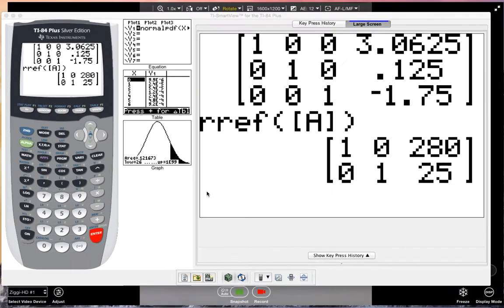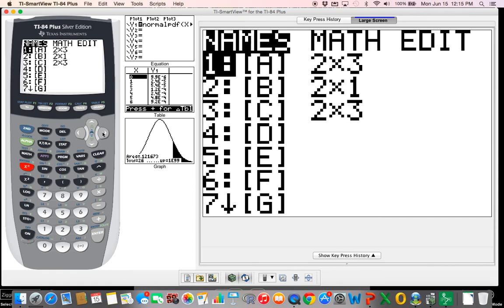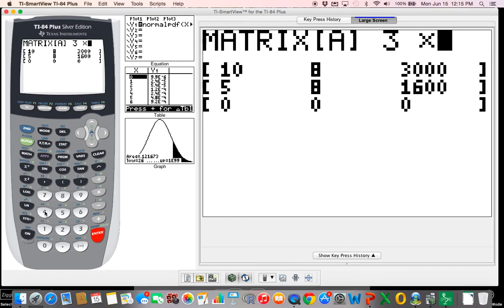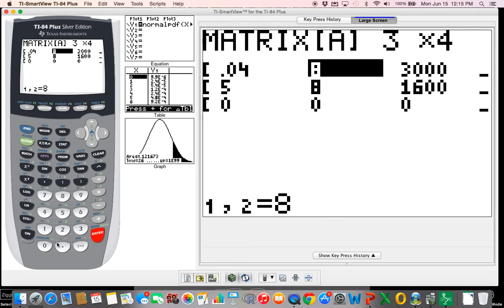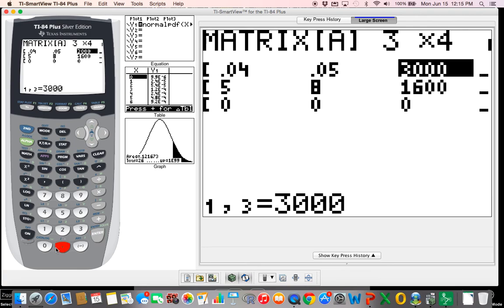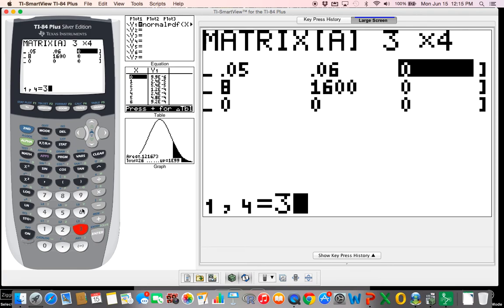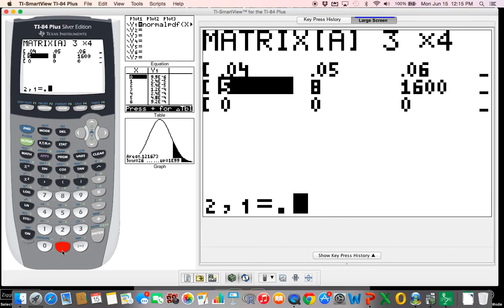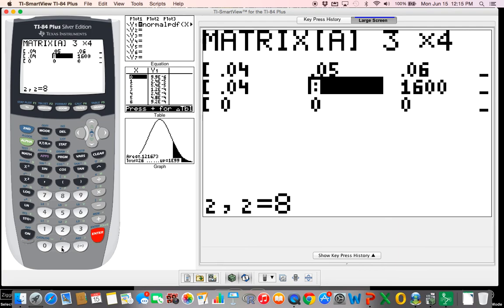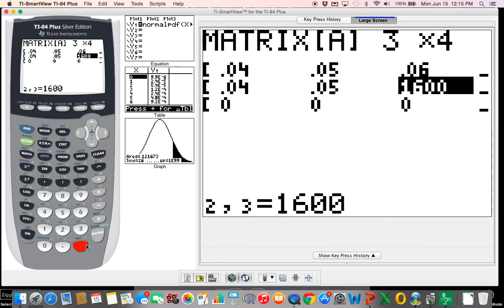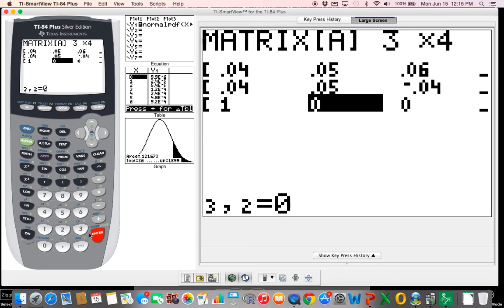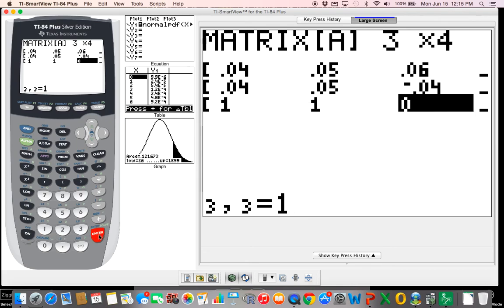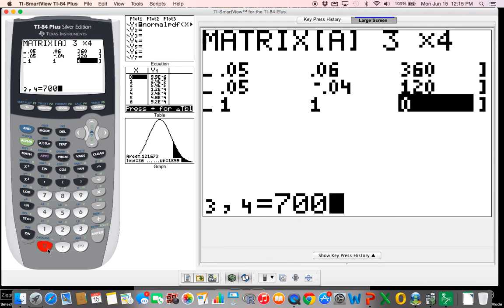So, gang, let's just do it again, like we did before. So we got a 3x4. So 0.04, 0.05, 0.06, 360, 0.04, 0.05. I say this not to bore you to death, but just so if you are typing, you don't have to keep looking at your paper. So negative 0.04, 120, and the last one is a bunch of ones, except for the last entry. And the last entry is 7,000.